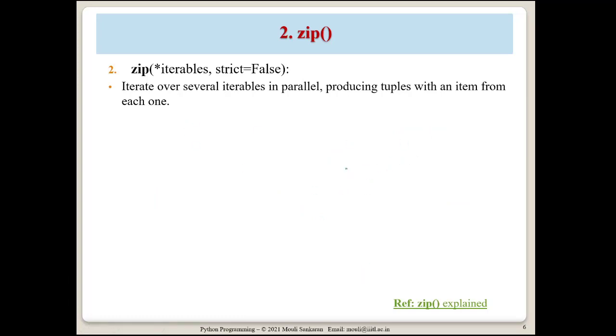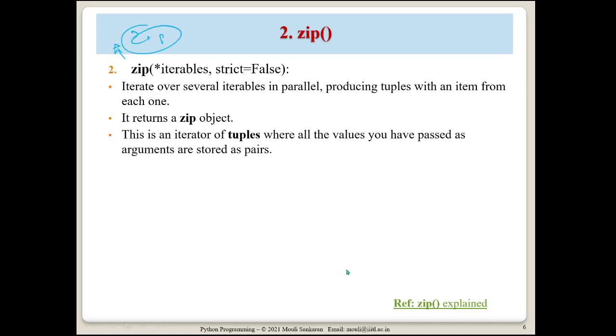Okay, always we have seen that it iterates over a particular list or a particular iterable object, but here it does an iteration on multiple iterable objects in parallel. So it accesses multiple objects simultaneously, okay, and then groups them all together, producing tuples with an item from each one. Okay, it returns a zip object. The object it returns is a zip object. It's a separate type, a separate class. This is an iterator of tuples where all the values you have passed as arguments are stored as pairs.